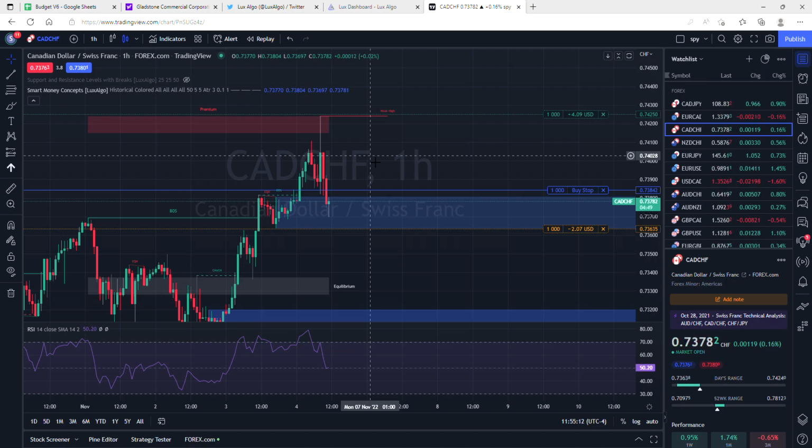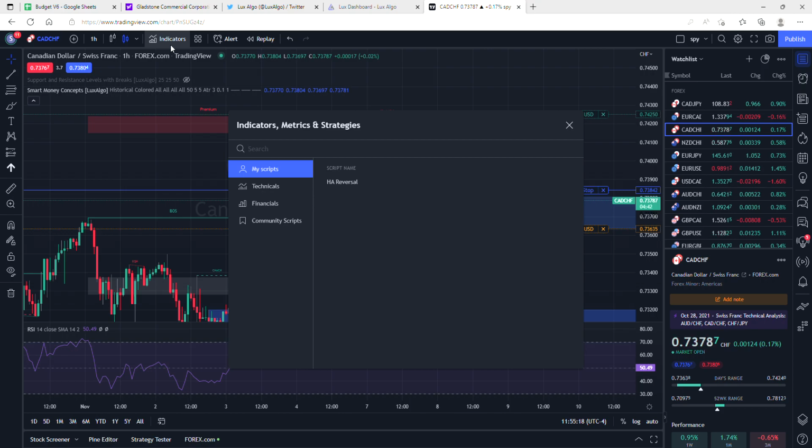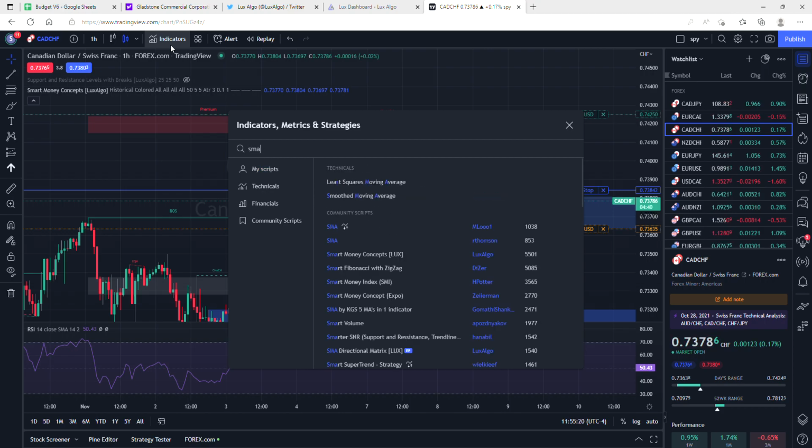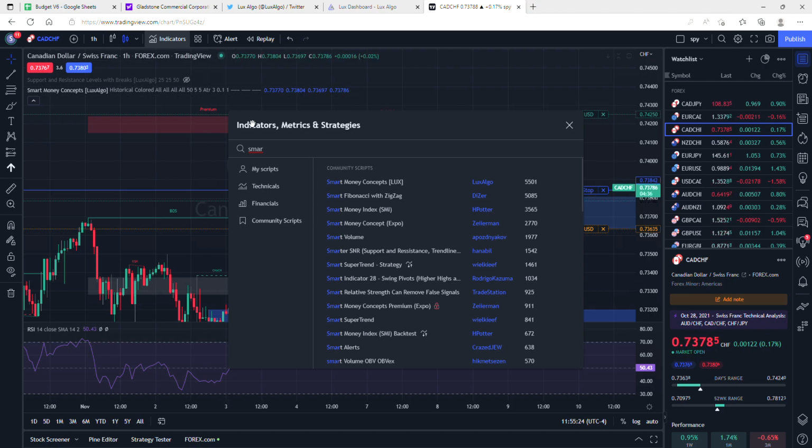So to start, in order to put it on your chart, of course, you need to be on TradingView. You're going to go in the indicator tabs and simply type in smart. Smart money concepts by Lux Algo, right there. You're going to click on it, and it's going to pop up on your chart.